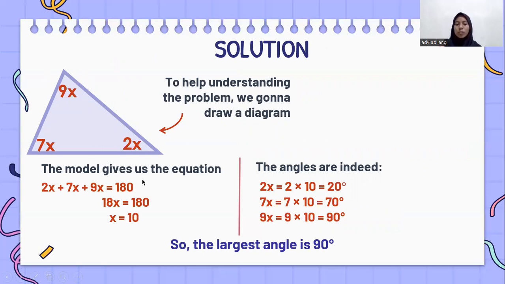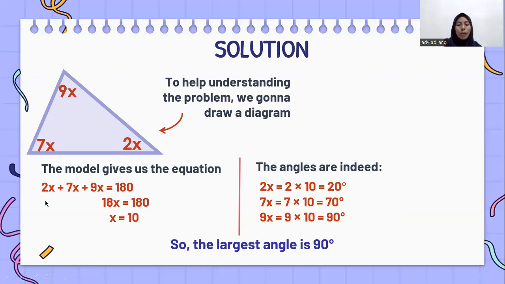So the model gives us the equation 2x plus 7x plus 9x is equal to 180. Where do we get the 180? We get the 180 from the degrees of this diagram.